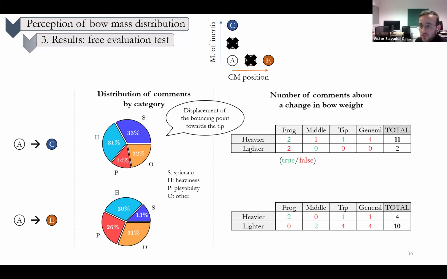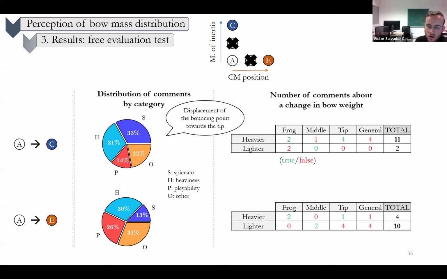And then on top of that, we decided to analyze the comments of the heaviness category, which was more or less in the same proportion for both the change of moment of inertia and the center of mass position. And we see that there is a change in the perceived heaviness when we change both parameters, meaning that in the case of the moment of inertia, when we increase it, there's a perception that the heaviness of the bow has increased in general.